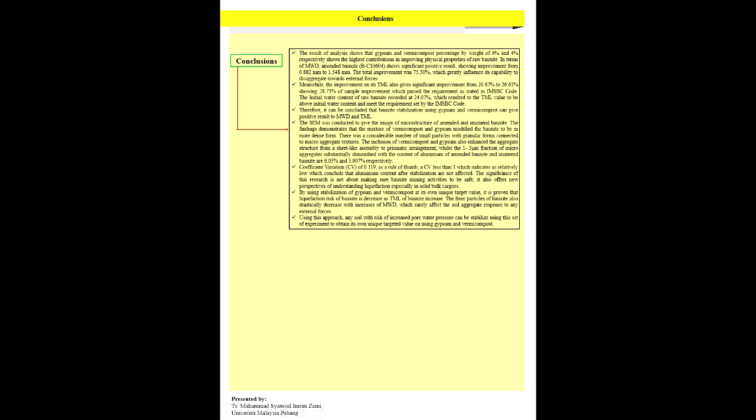Therefore, it can be concluded that bauxite stabilization using gypsum and vermicompost can give positive results for the MWD and the TML. So, by using stabilization with gypsum and vermicompost to reach its own unique target value, it is proven that the liquefaction risk of bauxite is decreased as the TML of bauxite increases. Using this approach, any soil with a risk of increased pore water pressure can be stabilized using this set of experiments to obtain its own unique target value using gypsum and vermicompost.